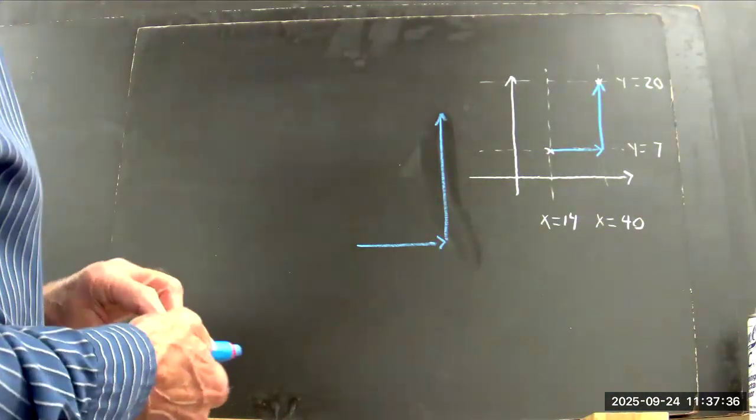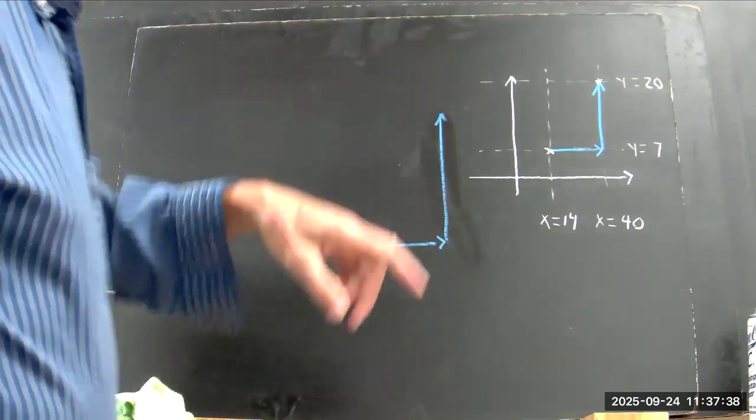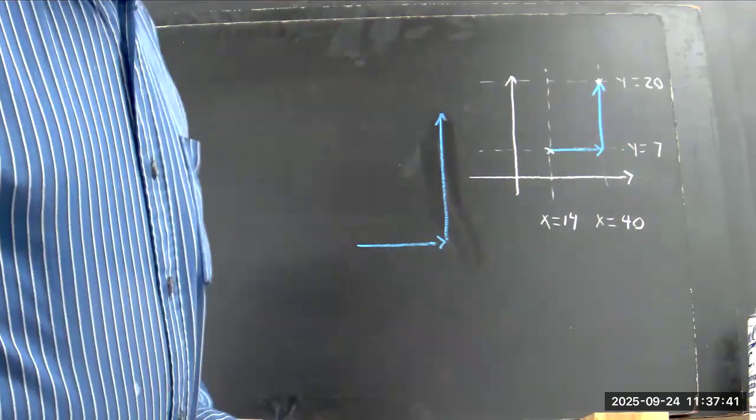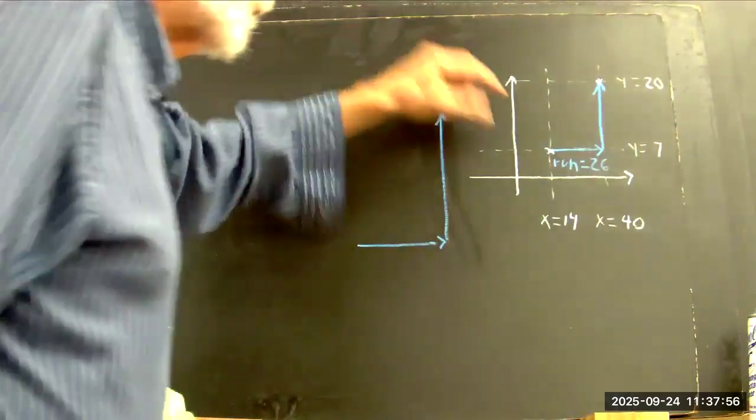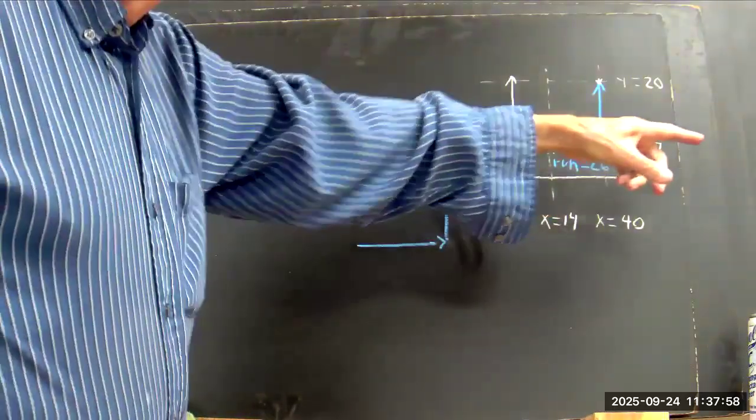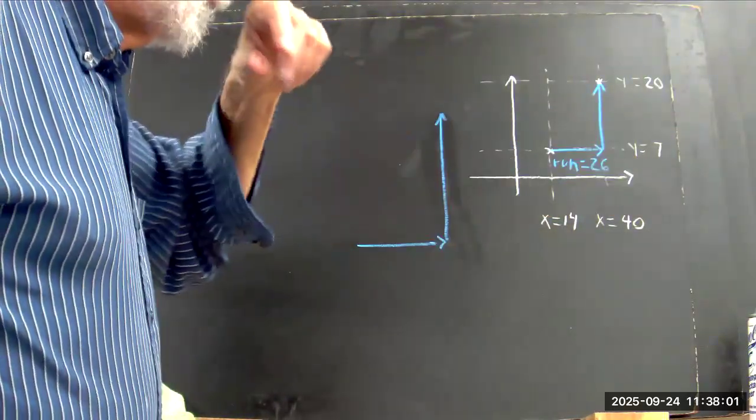Okay. So the numbers that I would put here: I'm going to say that the number I get here is going to be 26. Now I've written the word run equals 26. The run is how far we run in this direction. And the rise equals 13.